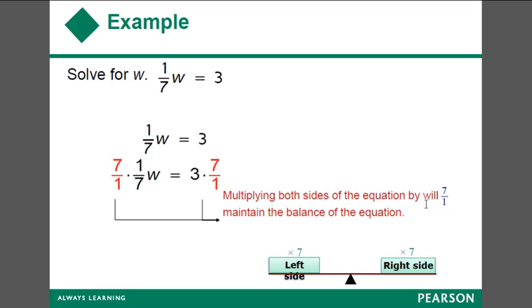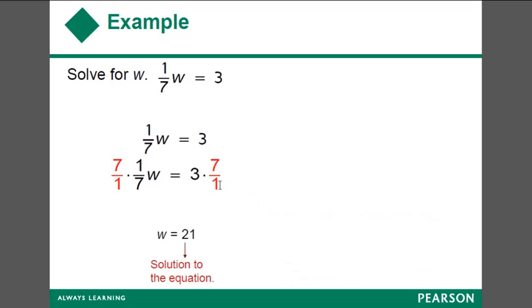Realize that when I multiply by 7/1, that cancels the 7 here and here. The ones cancel out, leaving me with just a w on the left-hand side, equals 3 times 7/1. And remember that 7/1 is just 7. So I have w is equal to 21, which is my solution for my equation. Again, I can always plug it back in and check myself.